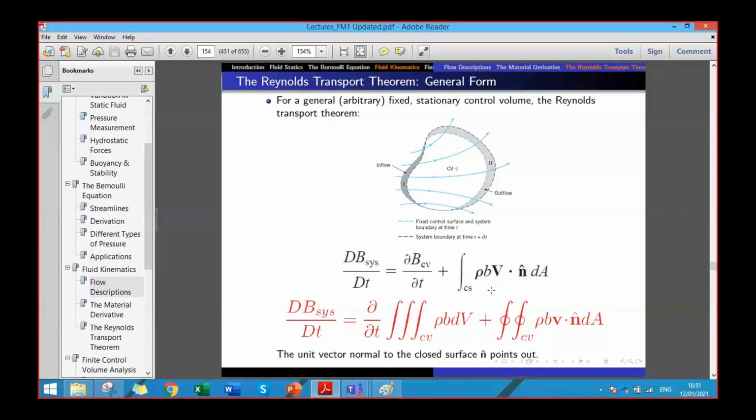For example, in order to explain, we take this B as the temperature of the system. The temperature of the system will change when there is some hot fluid coming in and some cold fluid going out, right? These are two possibilities: hot fluid coming into the system, or cold fluid going out. These two are the possibilities for changing the temperature of the system.